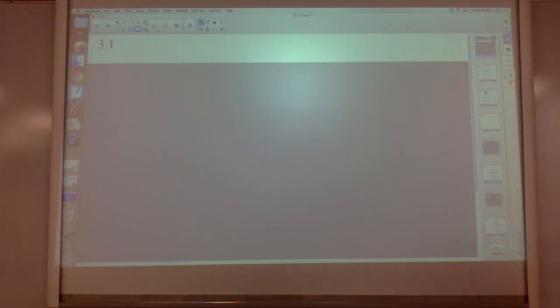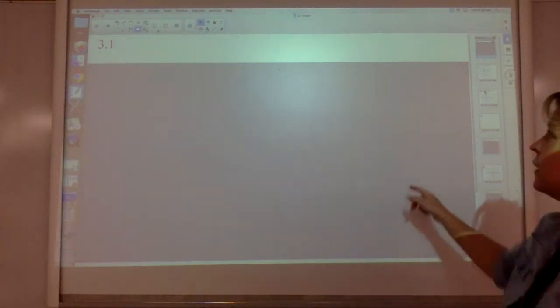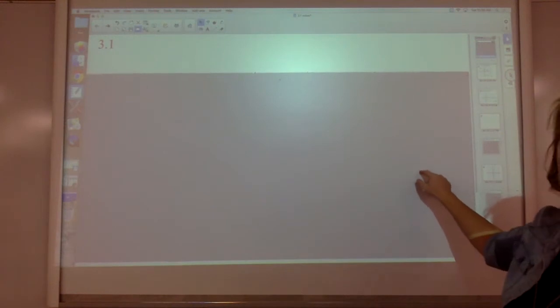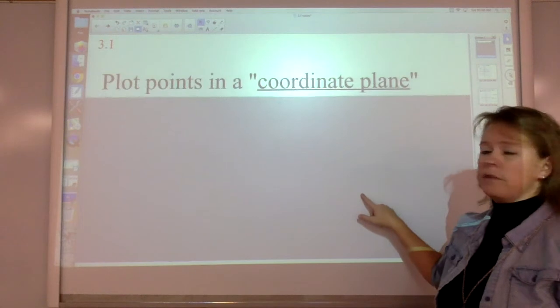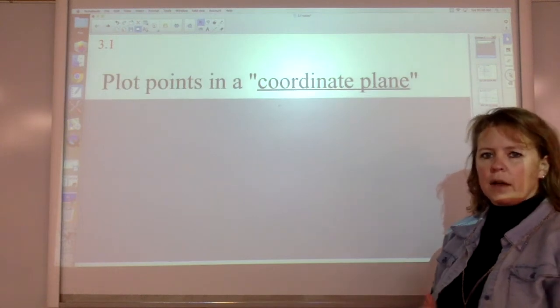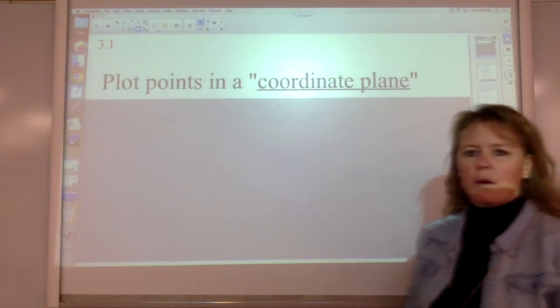All right, here's your notes for section 3.1. There's going to be a lot of graphing on here, so hopefully you have a handout. That handout should have all your graphs and a lot of this information already on it, so you don't have to write this all down.